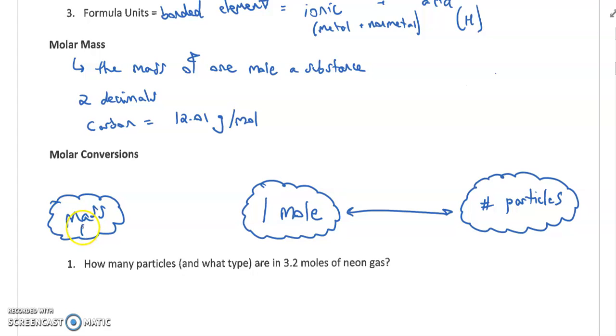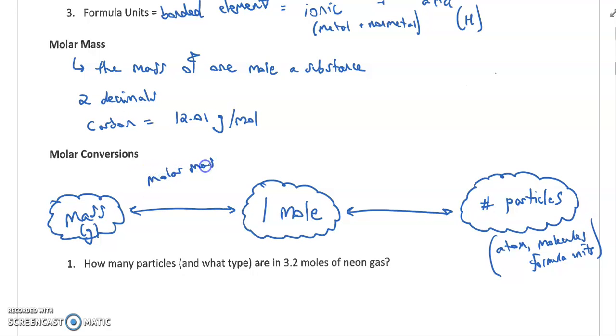Now, for mass, we're always going to use the unit of grams. For particles, we're always going to use either atoms, molecules, or formula units. So these are the units that we reference most often. Mass is always grams, and moles, we just use the unit mole. Now, if I'm doing a conversion between mass and moles, I'm going to use that word we just talked about, the molar mass. So I'm going to use the molar mass for that substance.